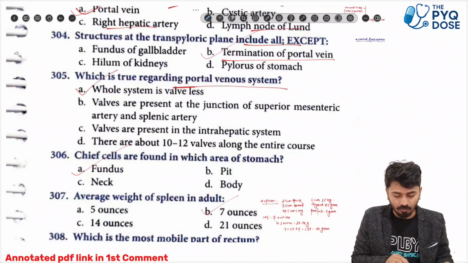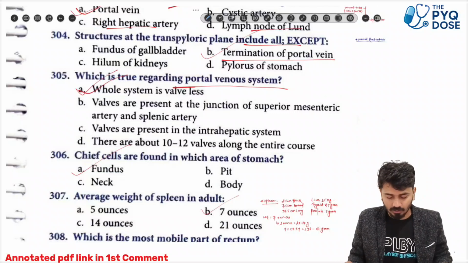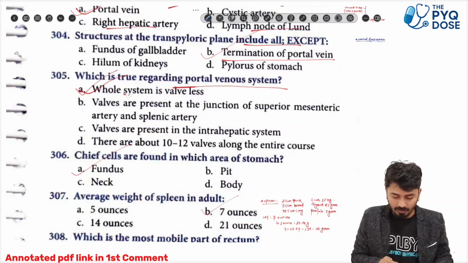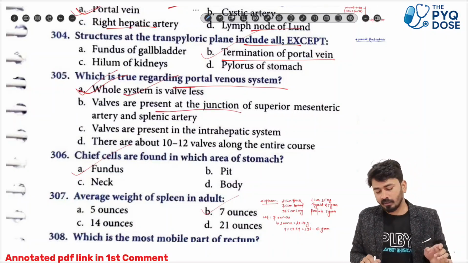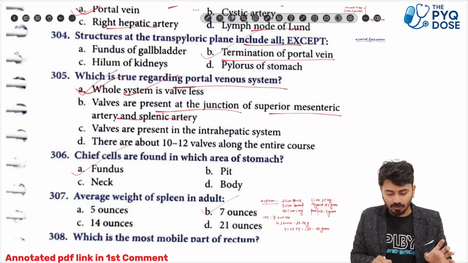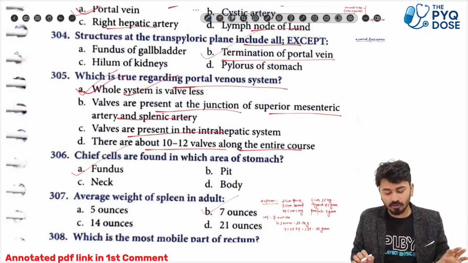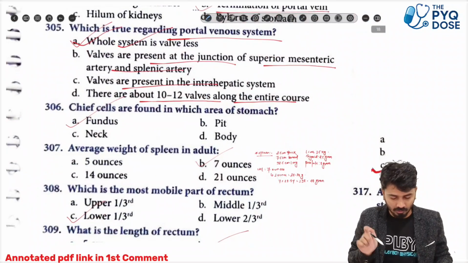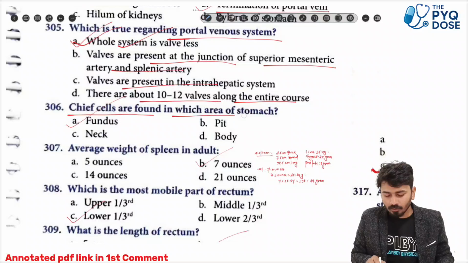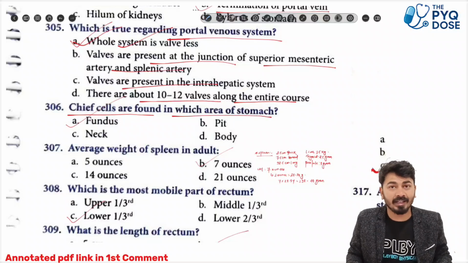Which is true regarding the portal venous system? In the portal venous system the whole system is valveless. Which is true regarding it: valves are present at the junction of the superior mesenteric and splenic vein, no; valves are present in the intrahepatic system, no; there are about 10 to 12 valves along the entire course, no. The whole system is valveless. Okay, regarding the portal venous system.